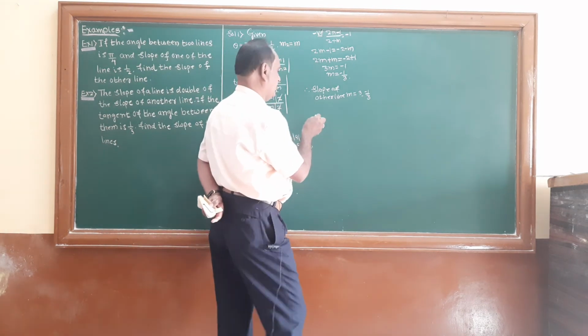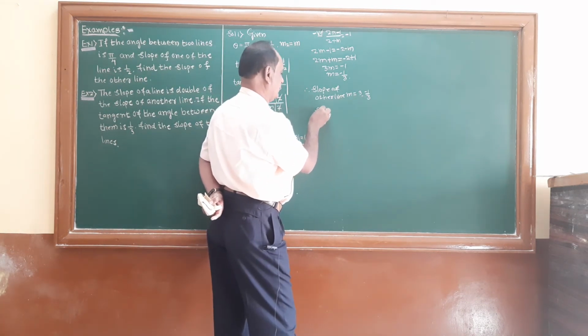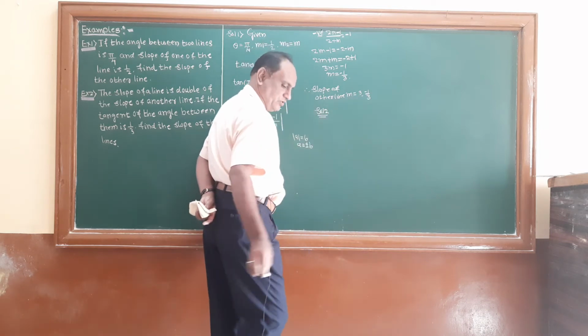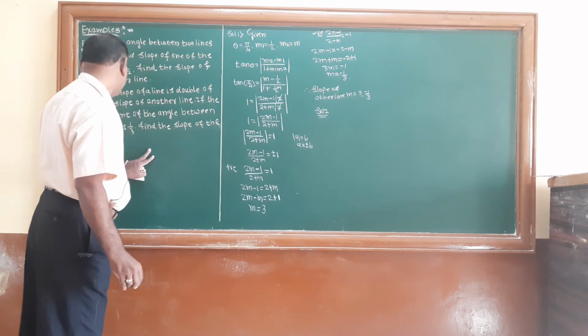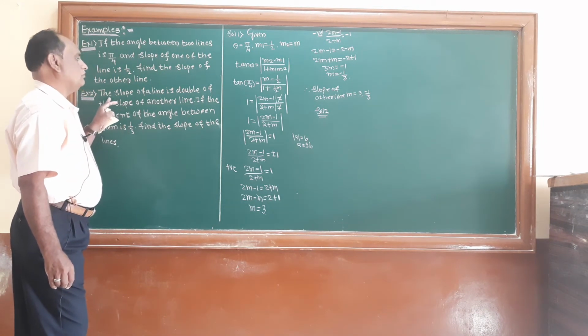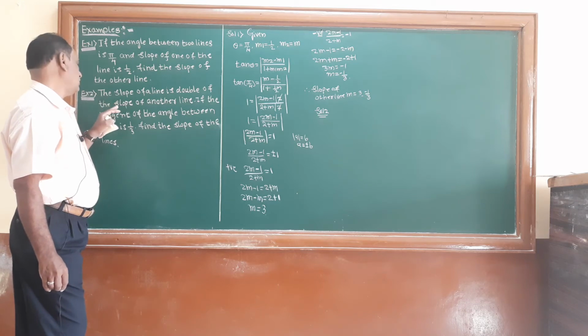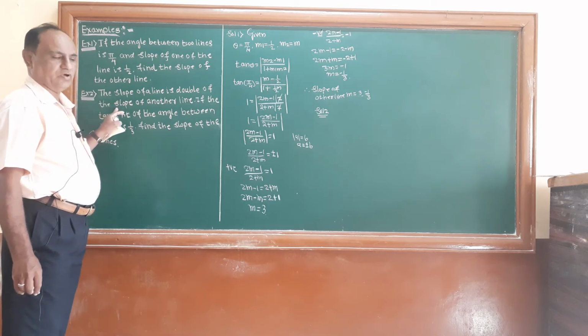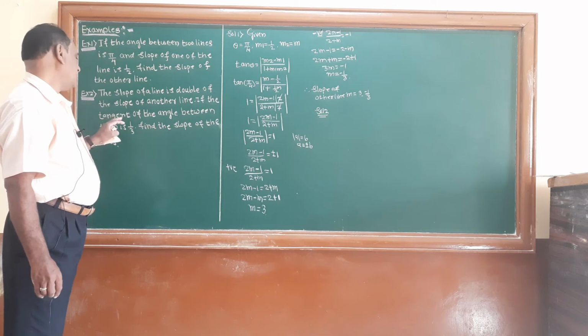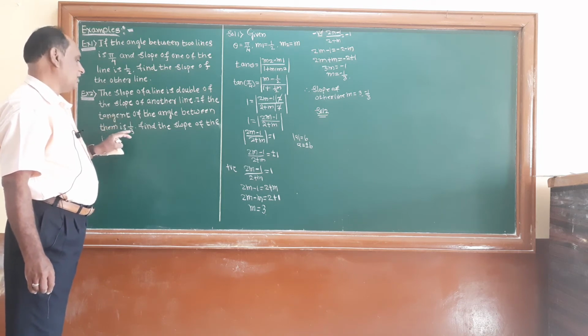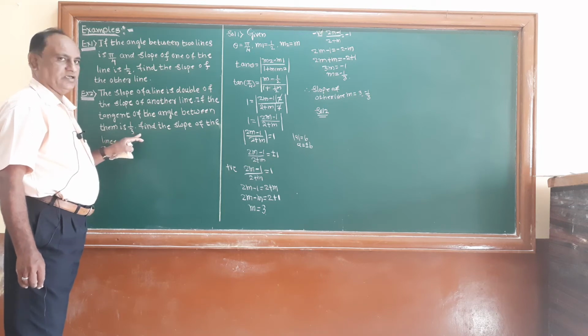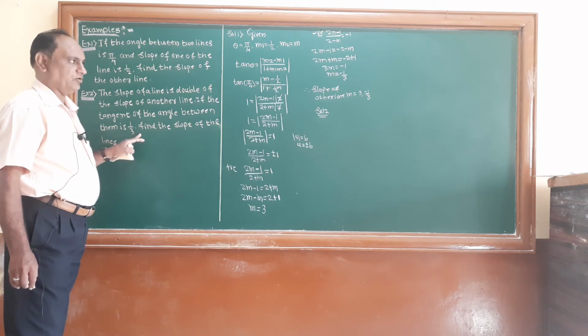Then come to the solution for the second problem. So one problem's solution is complete. Now what is given in the second problem: the slope of a line is double the slope of another line if the tangent of the angle between them is 1/3. Find the slope of the lines, that is, we have to calculate the value of m.